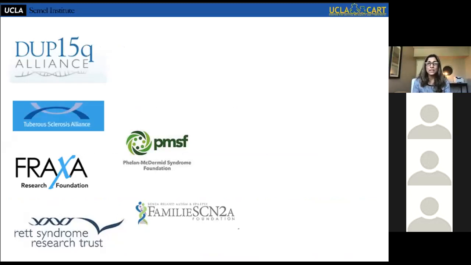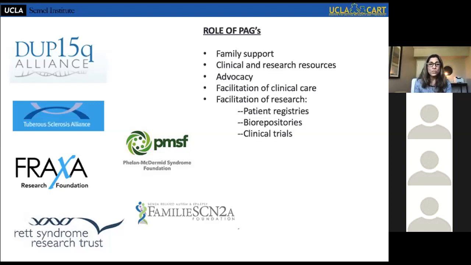So what's happened over time is as syndromes are identified, and when I say syndromes, in this case what I mean is specific genetic etiologies are identified, such as 15q duplication syndrome, which you're going to hear more about in a little bit because that's a syndrome we study quite a bit in my group, Tuberous sclerosis, Fragile X, Phelan-McDermid. As these different genetic causes are identified, what happens is these amazing groups of parents band together and they form PAGs, which is patient advocacy groups. And what do those PAGs do?